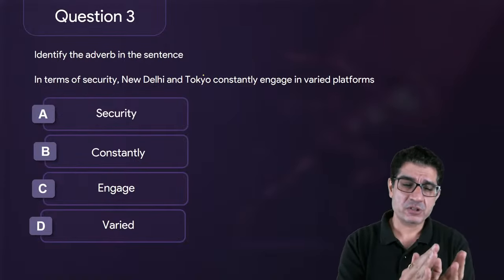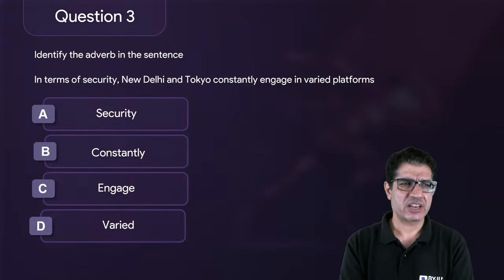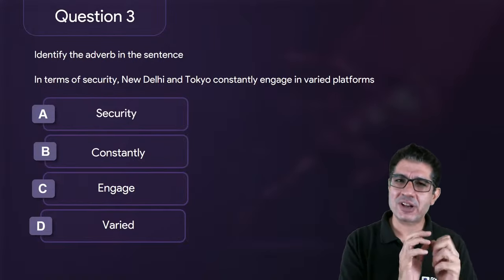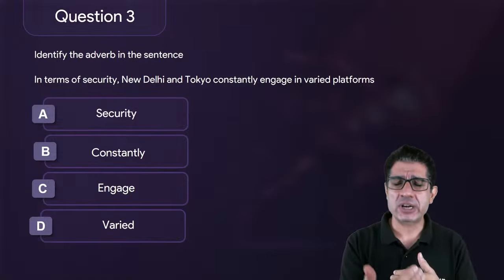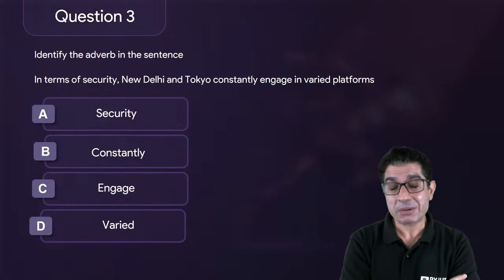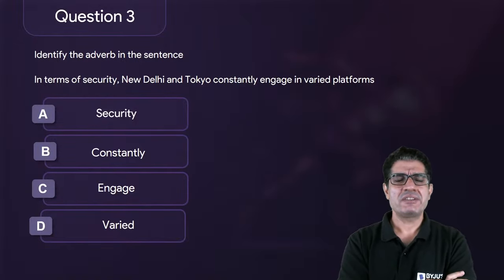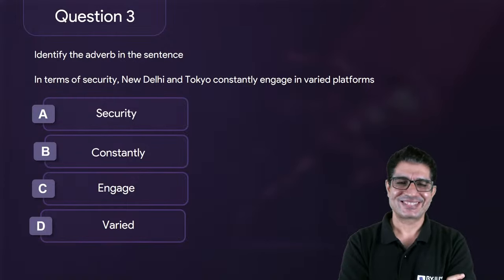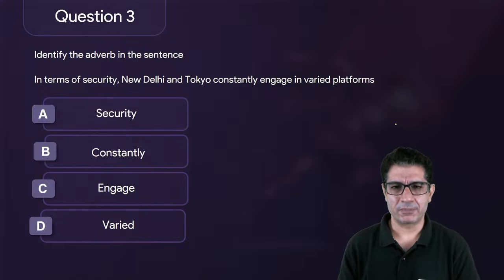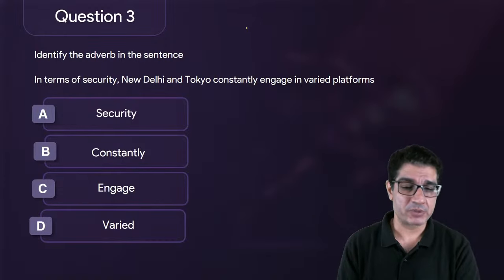So in the previous question, I went on to describe an adjective for you. Adjective is something that adds to the meaning of a noun or a pronoun, something that describes or modifies a noun or a pronoun. Now, adverb, if I were to define it in simple terms, is a word that modifies anything other than a noun or a pronoun. So to start simple, a lot of people think adverbs are words that describe just verbs. That isn't correct.